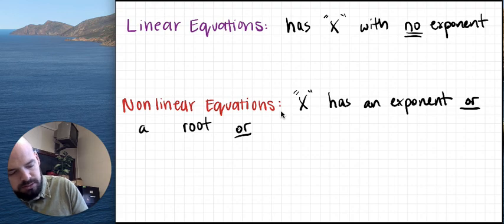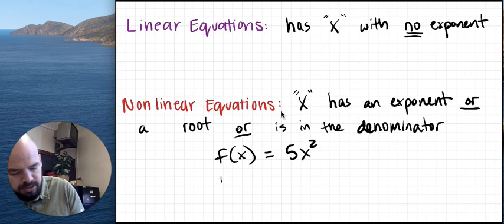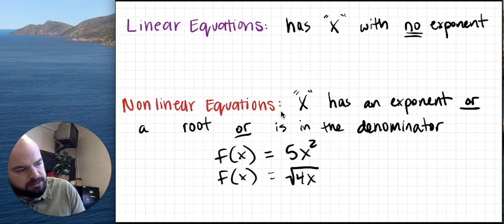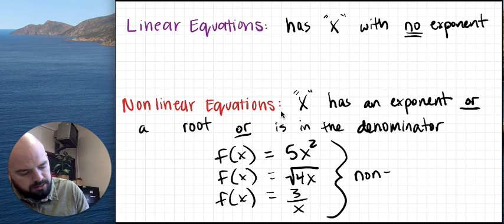or x is in the denominator, meaning the bottom of a fraction. So all of these would be examples of nonlinear functions. 5x squared, that's kind of like the example we saw. F of x equals the square root of 4x. F of x equals 3 over x. All of these are nonlinear.